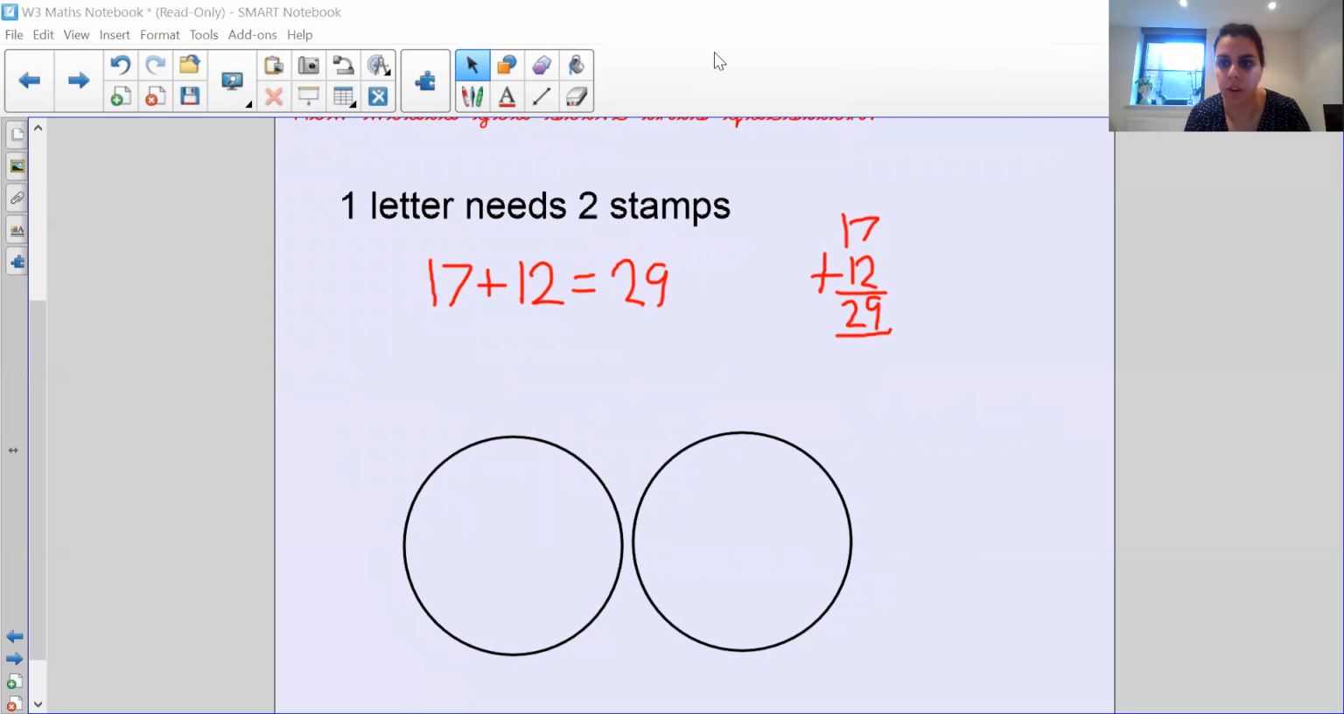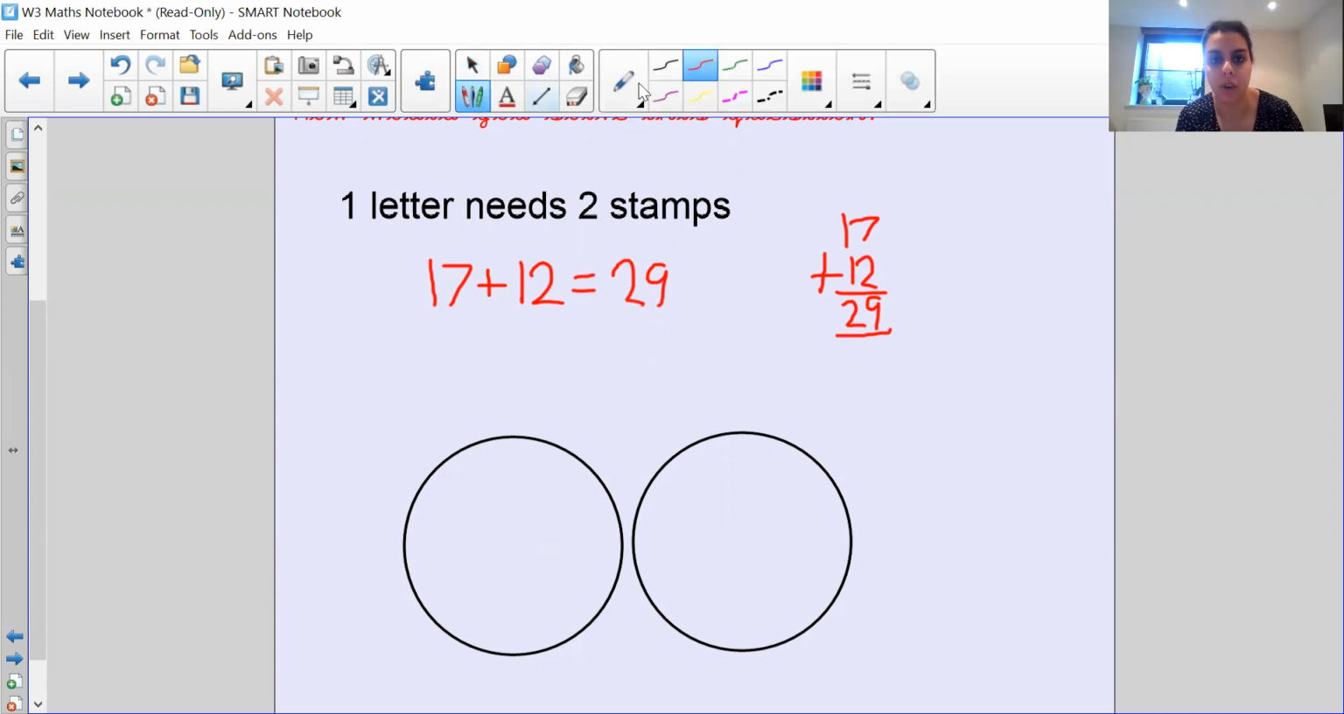So let's have a look. Okay, so we're going to now share our number 29, which is how many stamps we've got, into our 2 circles. Now, if you know your 2 times table, or you know the rules of 2 times table, you're going to know that 2 isn't going to equally go into 29. So let's see what happens. So I'm going to draw my dots.